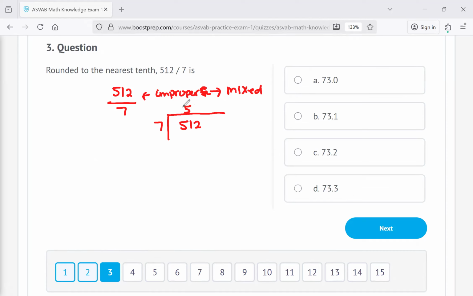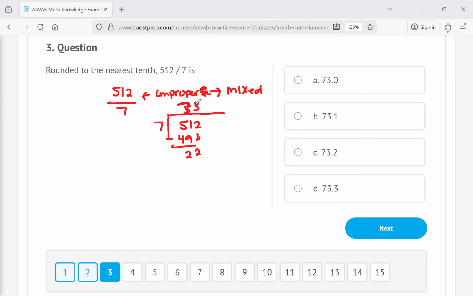Because 7 times 5 is 35. Wait, what's 7 times 6? 42. So actually, we can go higher. About 7, 49, 8, 56. So it's going to be 7. Okay, so 7 times 7 is 49. 51 minus 49 is 2. Bring down the 2. How many times does 7 go into 22?